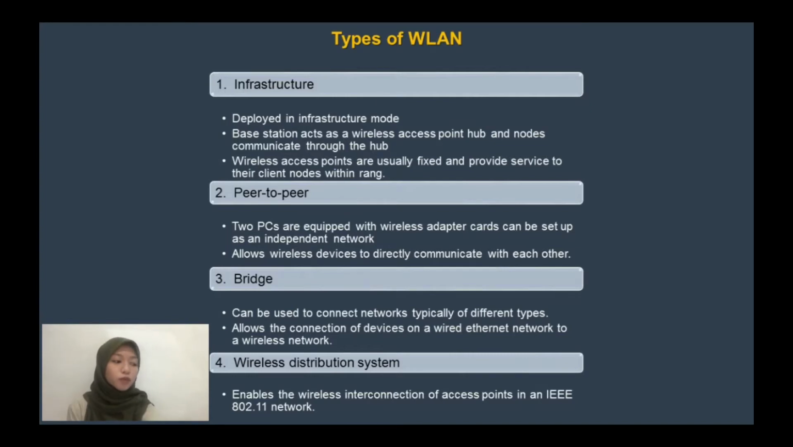The second is peer-to-peer, where two PCs equipped with wireless adapter cards can be set up as an independent network. The third is the bridge that can be used to connect networks, typically of different types. And last, wireless distribution system enables the wireless interconnection of access points in the standard form.